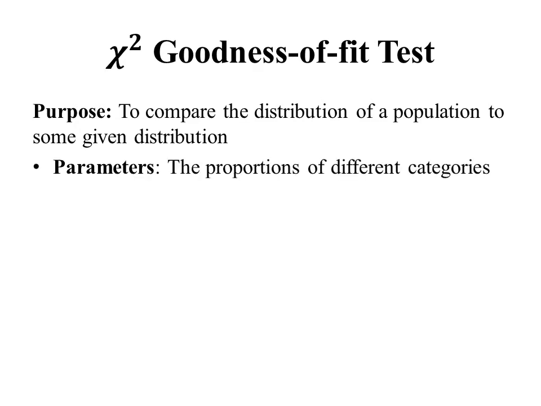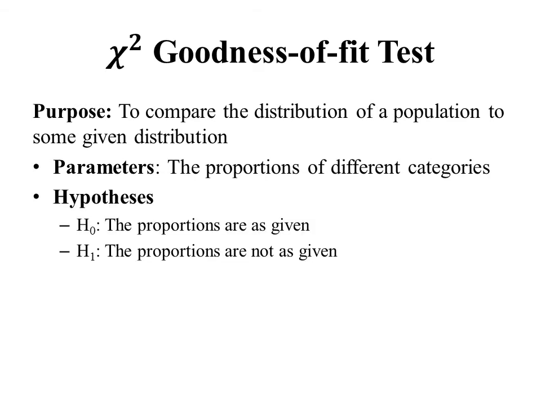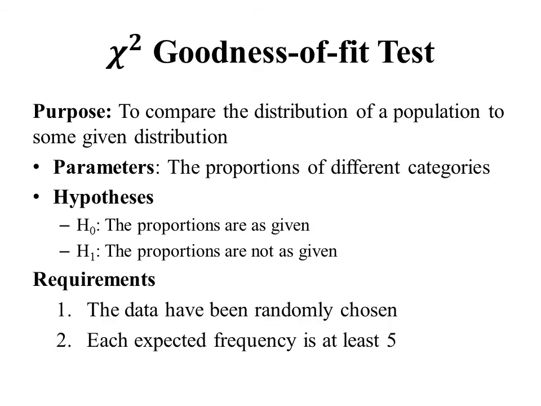The parameters are the proportions of the different categories. We could have 2 categories, or 3 categories, or 5 categories, or 10 categories. We're going to have one parameter for each category. Okay. The hypotheses, in general: the null hypothesis is the statement that the proportions are as given, and the alternative is that the proportions are not as given.